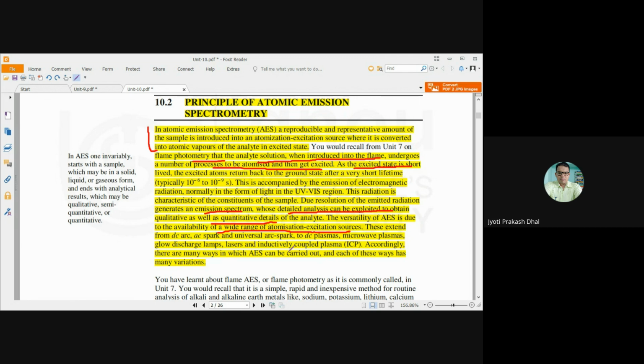Initially, the atoms present in the analyte will undergo atomization, and after that, the electrons in the ground state will undergo excitation to the excited state, and from the excited state, they will come back to the ground state by emitting electromagnetic radiation of a characteristic frequency. That is known as atomic emission spectrometry.